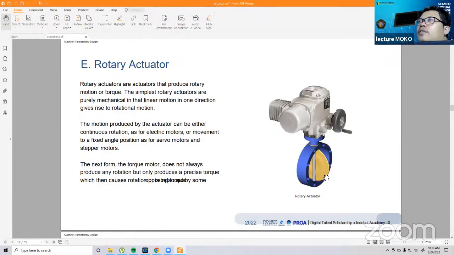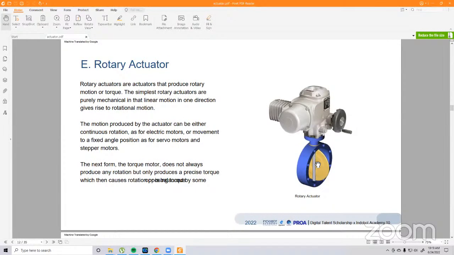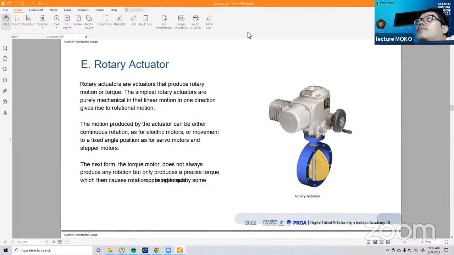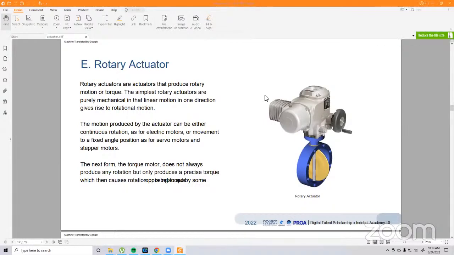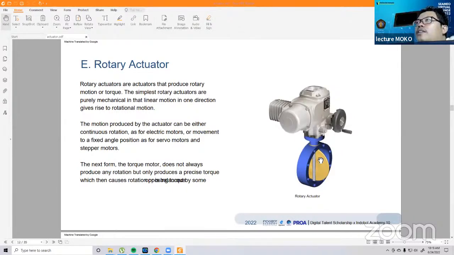I mean, for this part, it will be open. Open means 0 degree. And it will be fully open. Sorry, fully open. So 180 degree. So 0 degree is closed, and 180 degrees means it's open, fully open, 100%.